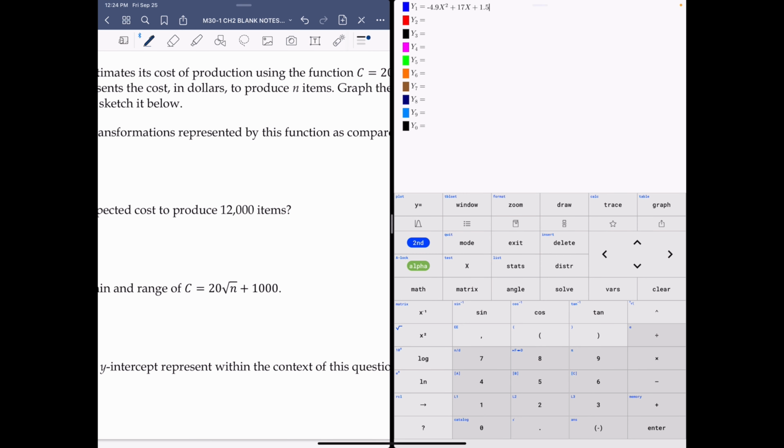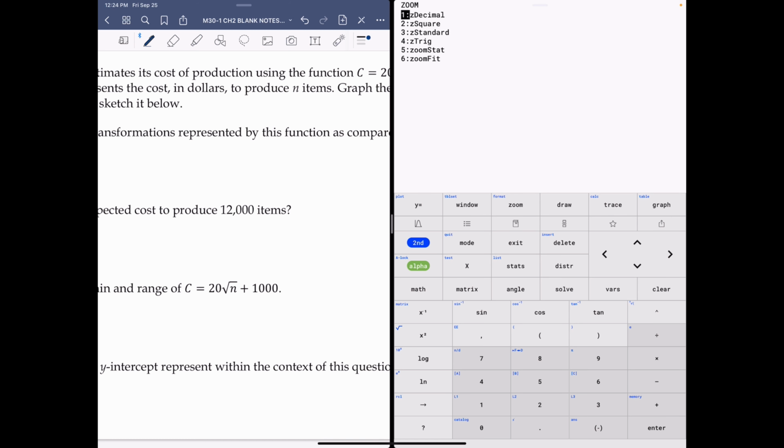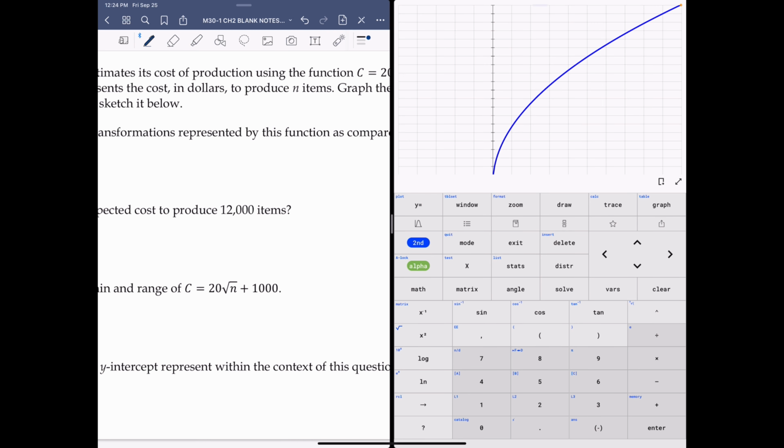Y equals, clear what we have there. I'm going to enter the function, which was 20 times the square root of n, which we'll call x, and then get out of my square root and add 1,000. Now thinking about my numbers, I have pretty big numbers, so chances are I'm going to need a big window. I can try zoom fit, number 6, and it gives me some idea. I don't see the end point though, so I probably want to go down a bit.